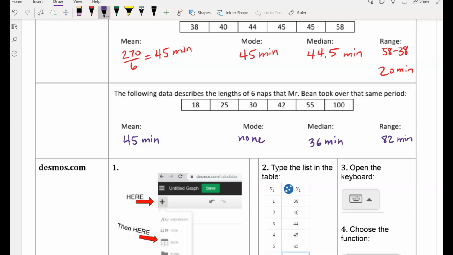Even though we have different data values, when we add them up, we get 270, and when we divide by 6, we get 45. So our average, or our mean, is 45 minutes for this data set. There is no mode because each number occurs only once. The median is 36 minutes, which comes from adding the 30 and 42, the 2 numbers that are in the middle, and dividing by 2. And the range is 82 minutes, which comes from taking our maximum value of 100 and subtracting 18 from it.